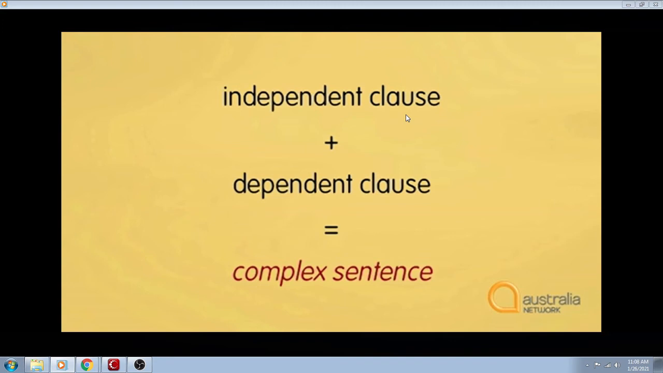And this will impress examiners and readers. They will get the idea or impression that your grammatical range is good enough.